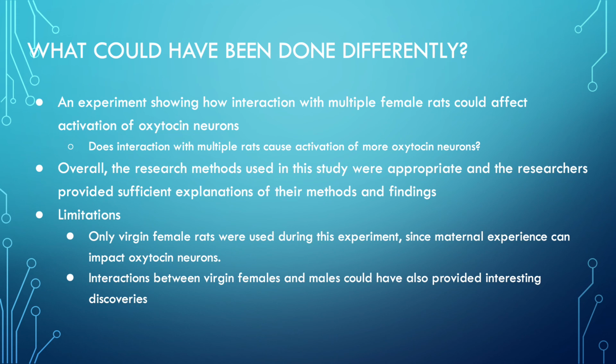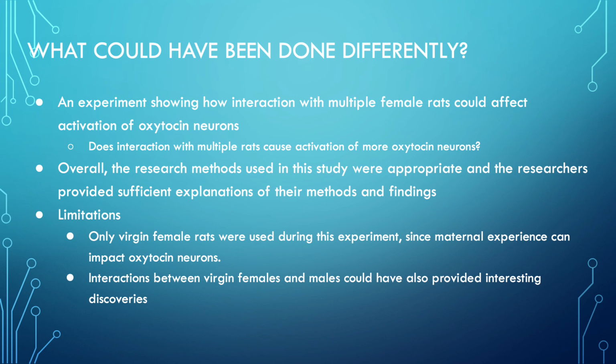What could have been done differently? An experiment showing how interaction with multiple female rats could affect activation of oxytocin neurons. Does the interaction with multiple rats cause activation of more oxytocin neurons? Overall, the research methods used in this study were appropriate, and the researchers provided sufficient explanations of their methods and findings.